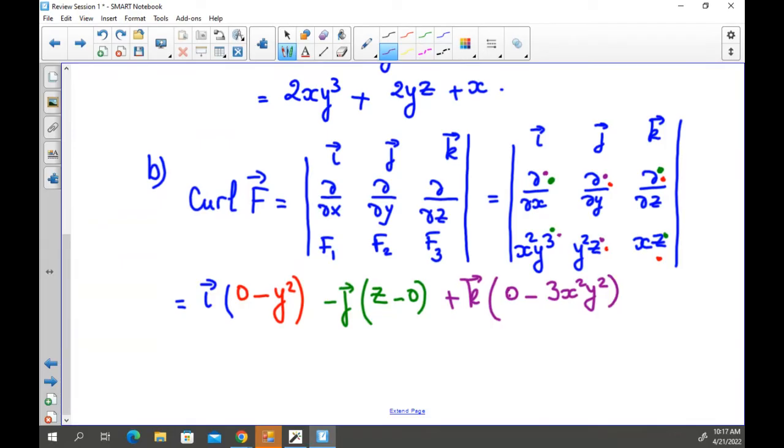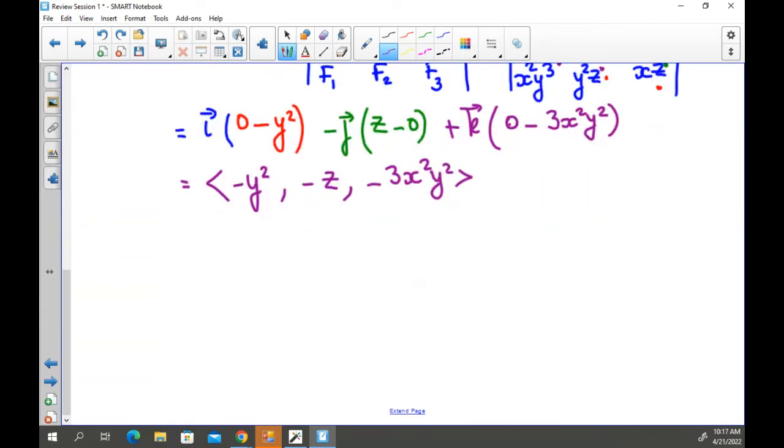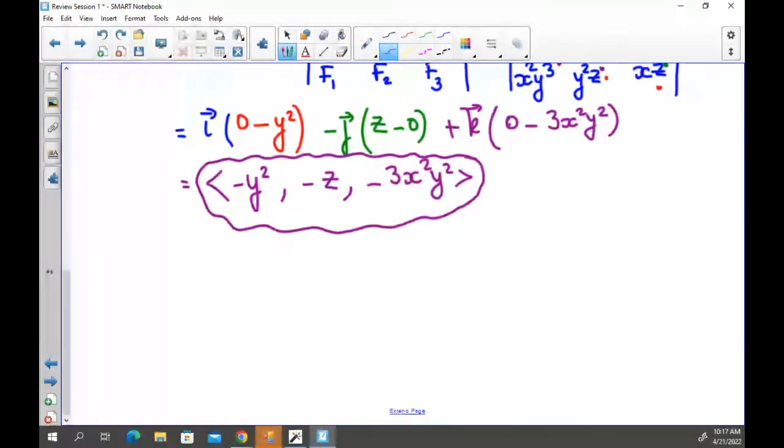Okay, great. So if I want to write this as a vector, then it will be minus y squared, and then minus z as a second component, and then the third component minus 3x squared y squared. So this is the curl of our function.